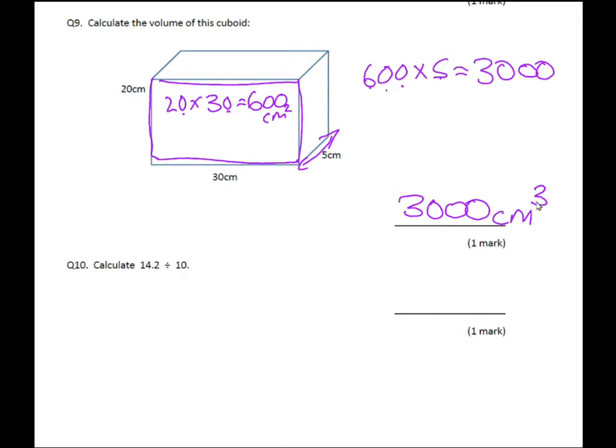Question 10 is asking us to divide 14.2 by 10. So the easy way to divide by 10 is to move the decimal point 1 place to the left. So we end up with 1.42 on the answer line.